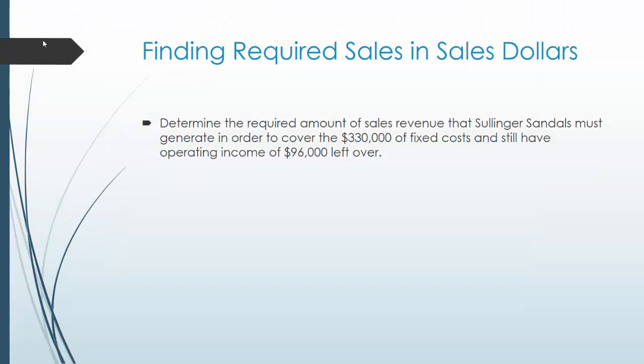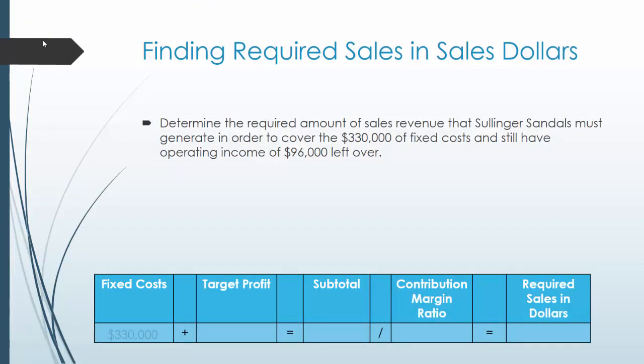We can do the same thing in dollars. The inputs have changed, but the formula is still exactly the same. So let's take our $330,000 of fixed cost, add to it our $96,000 operating income we want to have. We got to come up with $426,000. Well, our ratio declined to 50%, so if we divide that $426,000 by 0.5, now we have to do sales of $852,000 in order to meet our goals of paying off our fixed costs and having $96,000 left over from sales of this particular product line.